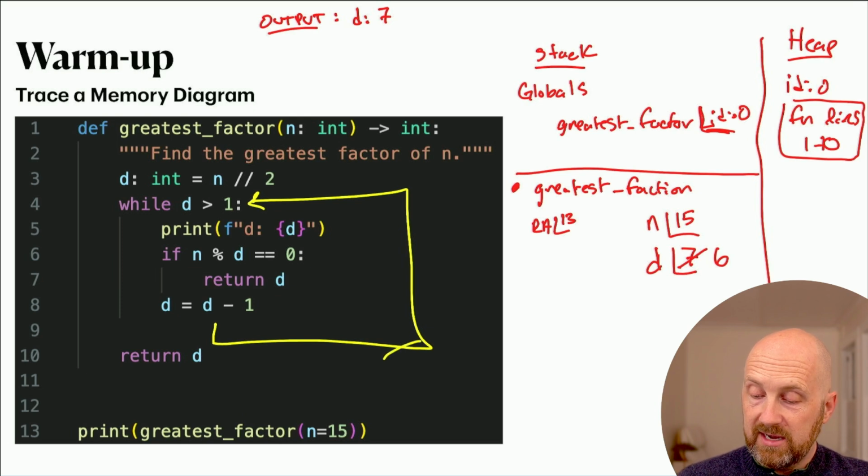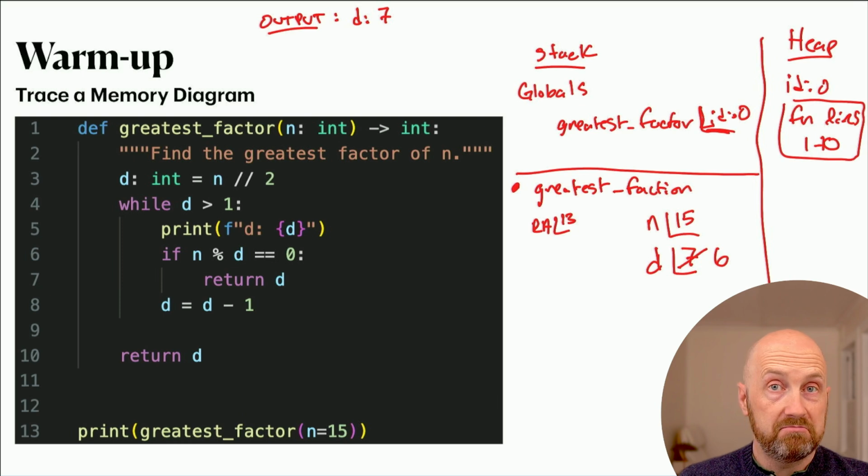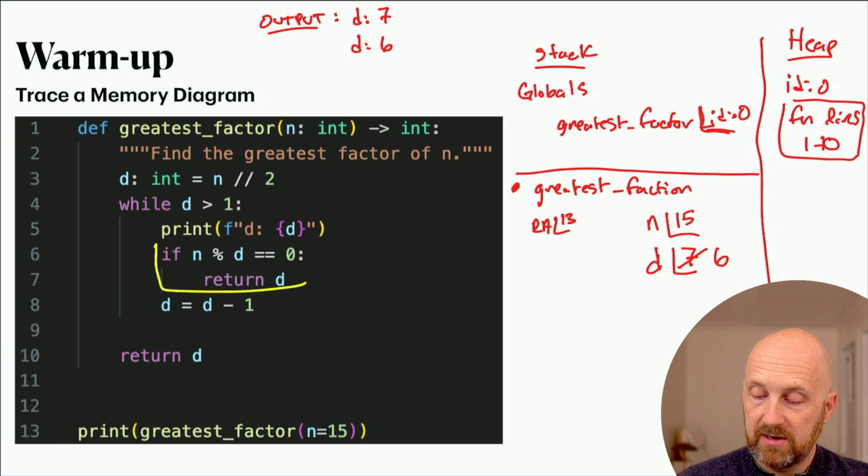So we go back up to the top, and now D is 6, and we test, is 6 greater than 1? That's true. So we go into the repeat block and we print D colon, and the current value of D is 6, okay? And then we reach this test again, and here our test has now changed. We're testing 15 integer division 6. So what is 15 integer division 6?